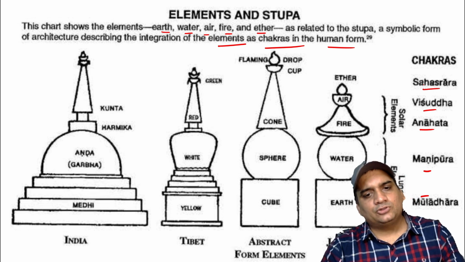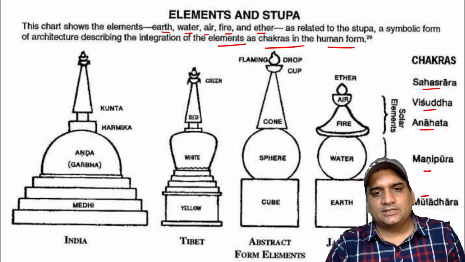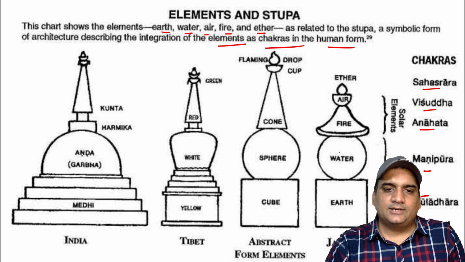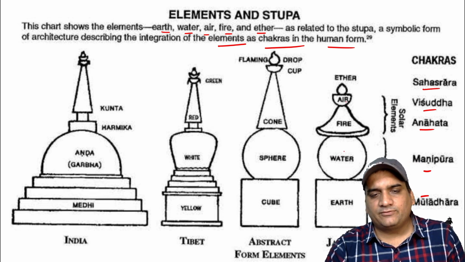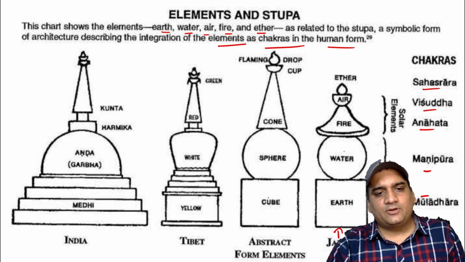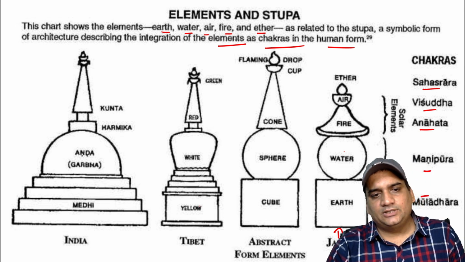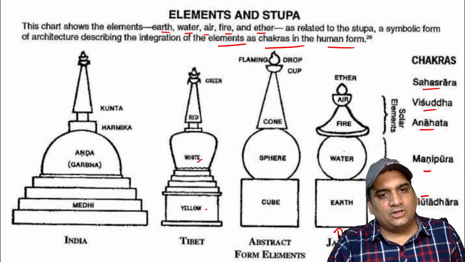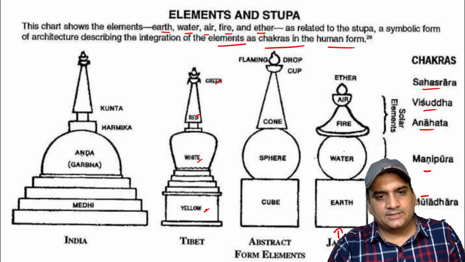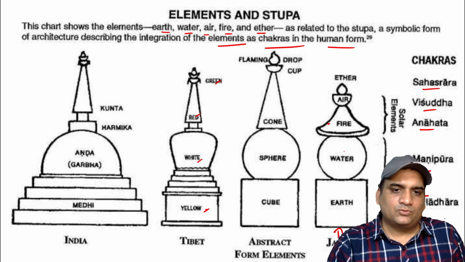So here also, in the very same way, in Japan, if you see, the down part, which is like a square, is called the earth, then we have the circular part as water, then above that we have the fire, and then the air, then the ether. That is how they denote it in Japan. Some abstract form elements if you see, then we have the cube and sphere and cone, and then you have the drop, cup and flaming. In Tibet, if you see, guys, it is represented with the color yellow, and then you have white, then red, and then green. Yellow represents the earth, white represents the water, red represents the fire, guys, and green represents the air or ether, whatever you want to take in that way.